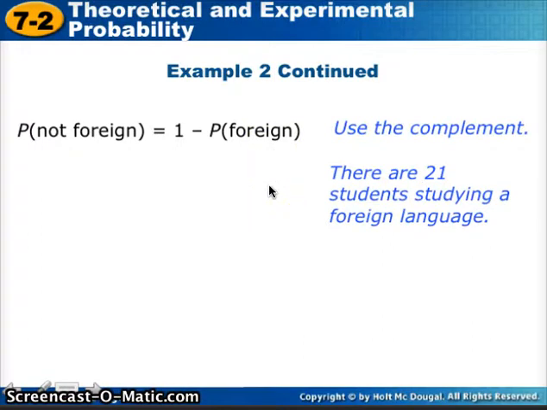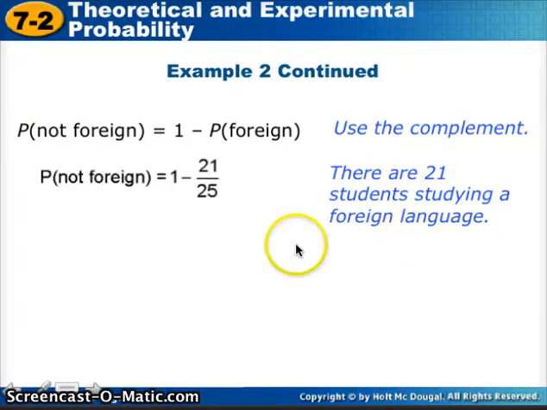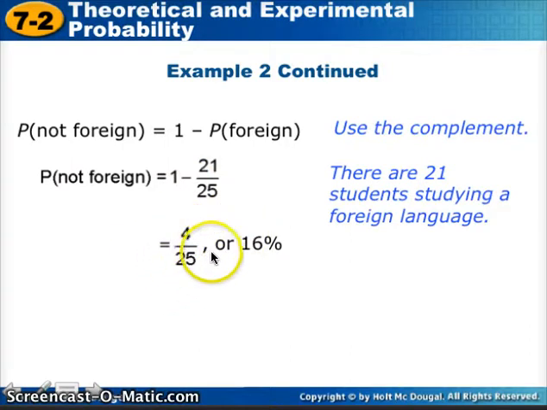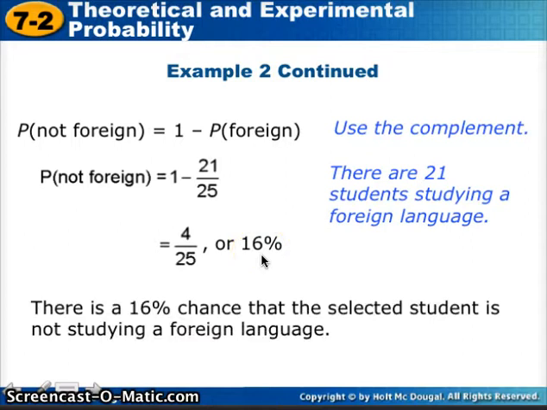Well, going back to the table from the previous slide and adding up how many students are there, we can see that there are 21 students studying a foreign language. That means the probability of not studying a foreign language is 1 minus 21 over 25, which gives us 4 left who are not studying, so 4 out of 25, or 16%. There is a 16% chance that the selected student is not studying a foreign language.